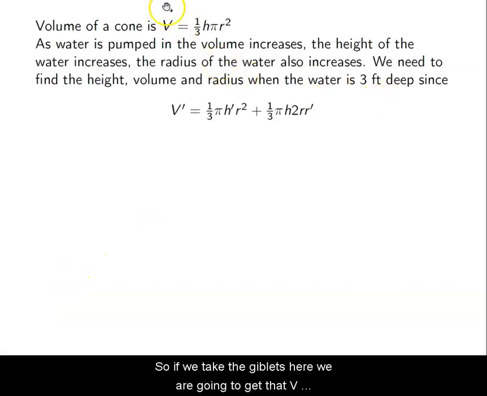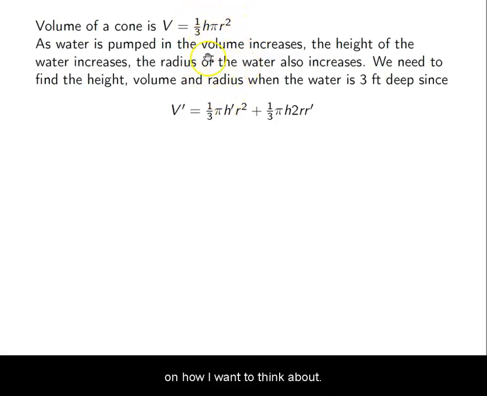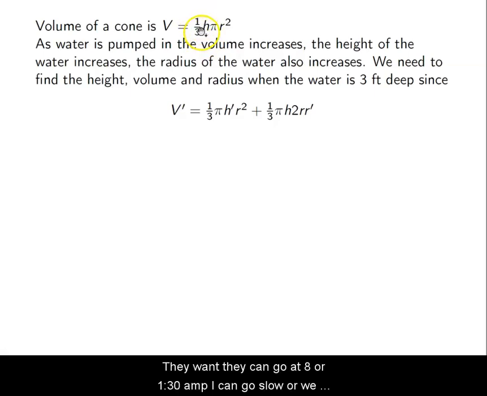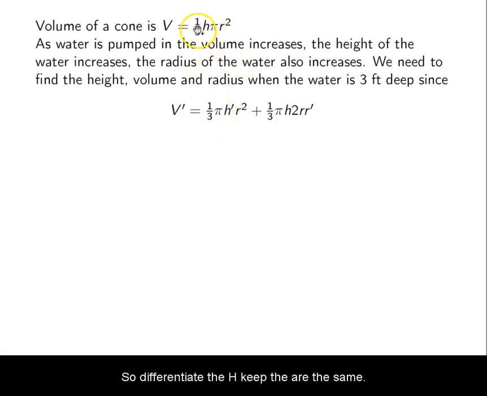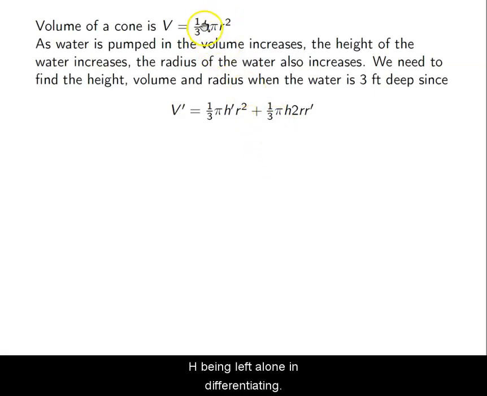Okay, so if we take the derivative here, we are going to get that v prime is, so this is going to be the product rule. So depending on how I want to think about it, the 1/3 can go with h, or 1/3 and pi can go with h, or 1/3 can go with h and pi can go with r squared. It doesn't really matter. But it'll be the product rule, right? It's one function times another function. So differentiate the h, keep the r the same, add to that h being left alone, and differentiating r. Since r is squared, I take the product rule. They are both functions of t, but t is not there explicitly anywhere.